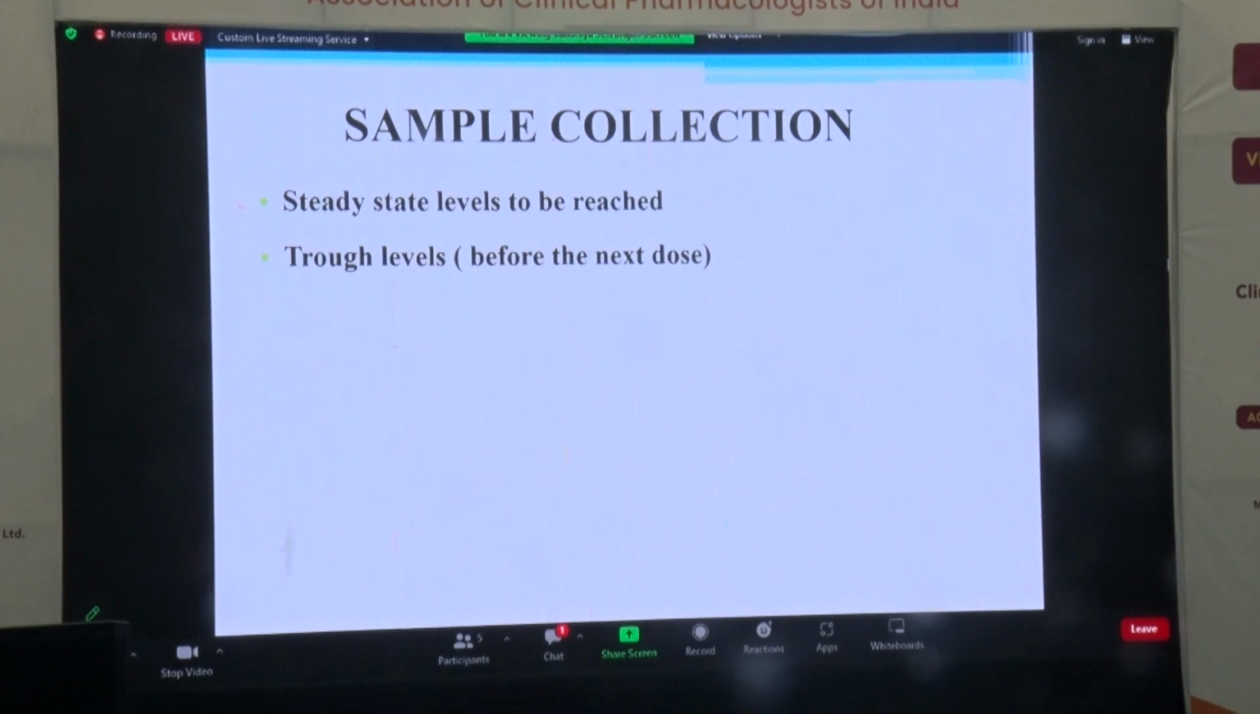If a loading dose is given to achieve the steady state, then we can do TDM immediately also. So which level should be taken, trough level or peak level? For knowing the treatment efficacy as well as adherence, trough levels are preferred over peak levels. What is trough level? Trough level is nothing but taking the blood sample just before the next dose. This will help us know whether the patient's drug concentration is within the therapeutic range.